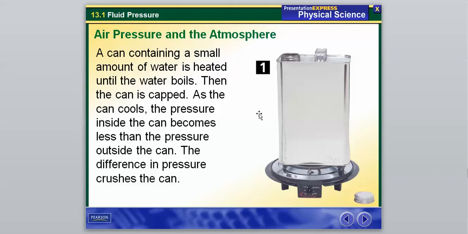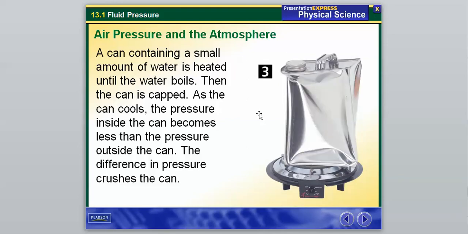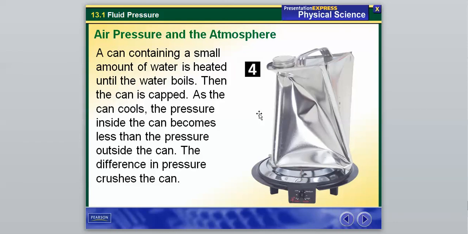So in step 1 here, you can see this can is on a hot plate, and then they cap it. Then you can see almost right away, as it starts to cool off, that the pressure is going to start getting to it. Pressure gets to it even more, even more, and the can is finally crushed.